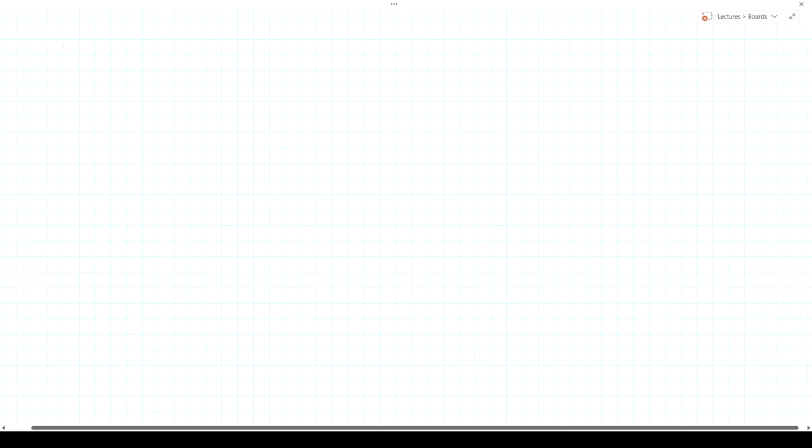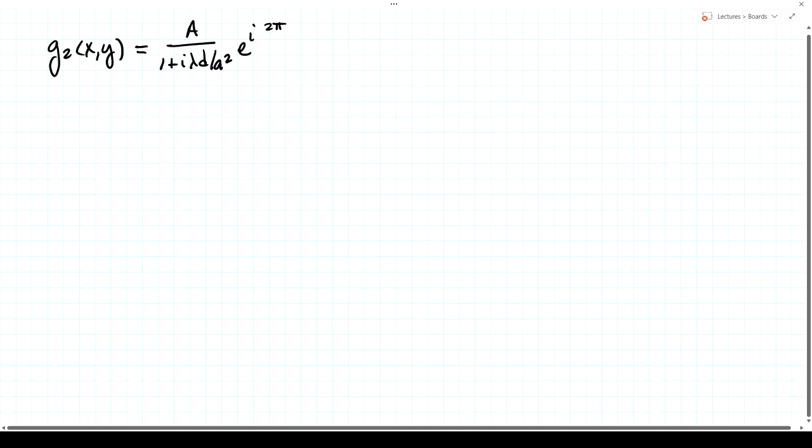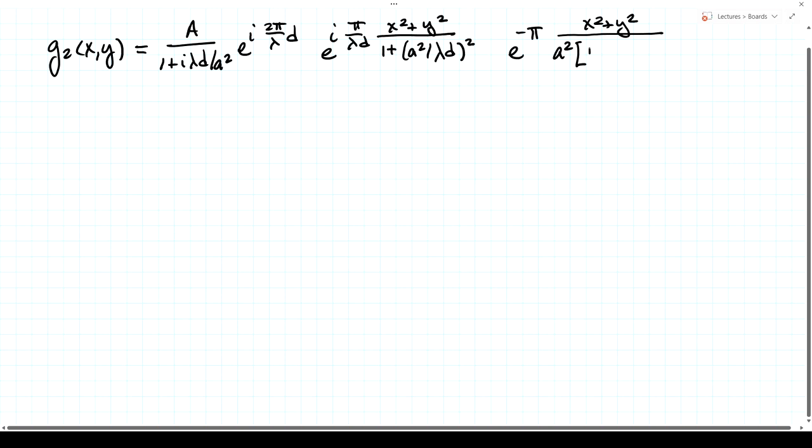So let's again write down our exact result. G2 of x and y is amplitude big A over 1 plus i lambda d over a squared, e to the i 2 pi over lambda d, e to the i pi over lambda d (x squared plus y squared) over 1 plus (a squared over lambda d) quantity squared, times e to the minus pi (x squared plus y squared) over a squared times the quantity 1 plus (lambda d over a) squared. Okay, that's our exact field.